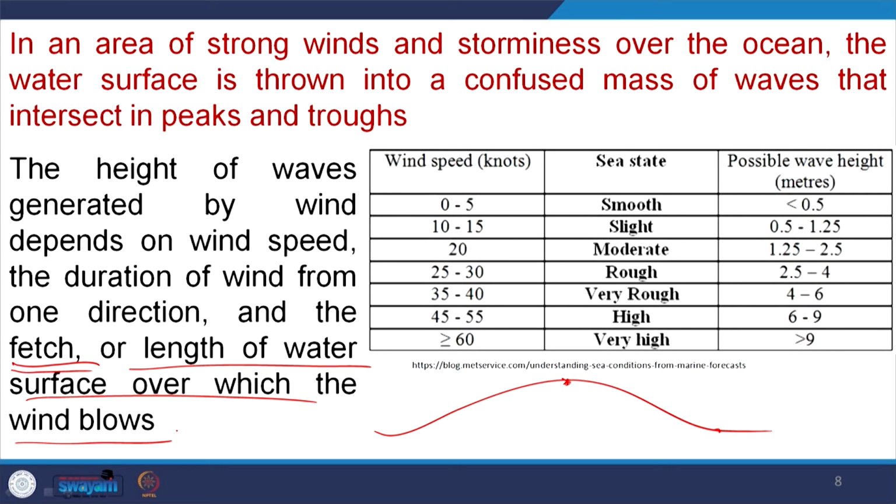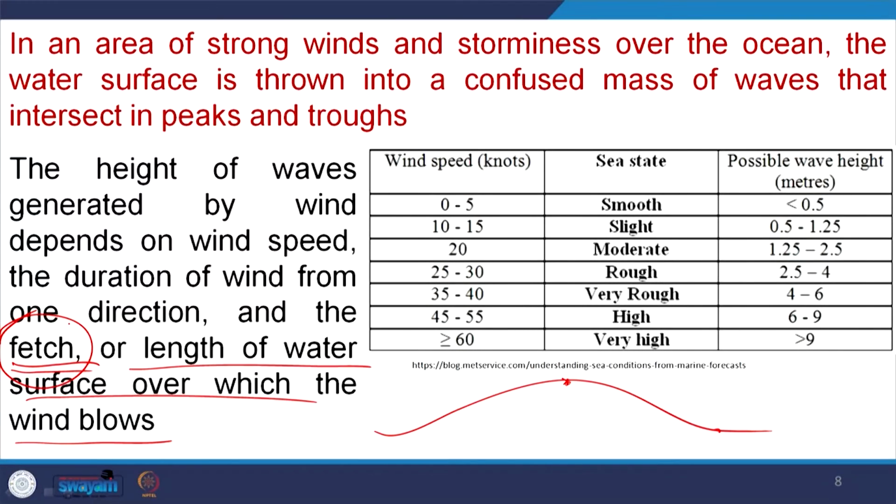Similarly, the fetch is the length of water surface over which the wind blows. If the length of water surface is more, the wind has sufficient space to interact, and finally it will create these waves. Otherwise, where there are lakes or ponds, though wind is blowing, we are not getting waves, because this is the question of fetch. So, fetch is the main factor here which defines the size and the height of the wave.